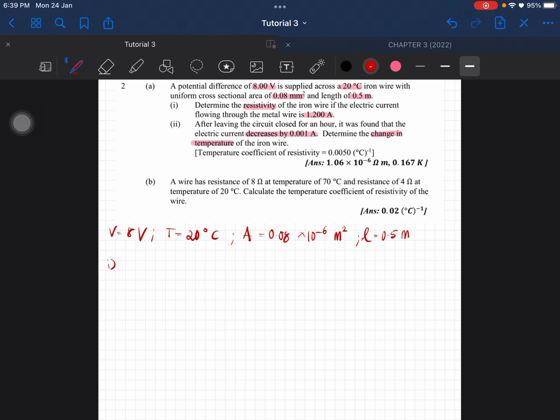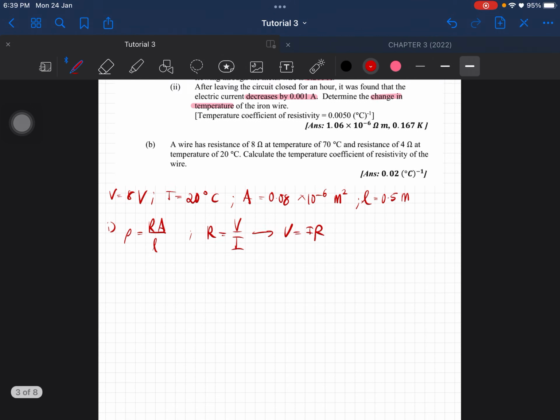Okay, so question 1, remember resistivity is RA over L. But we do not have the value of resistor, so this is also equal to V over I. We get this from V equal to IR. So substitute that into here, so we'll get VA over IL. So this one should be equal to 1.06 times 10 negative 6 ohm meter.